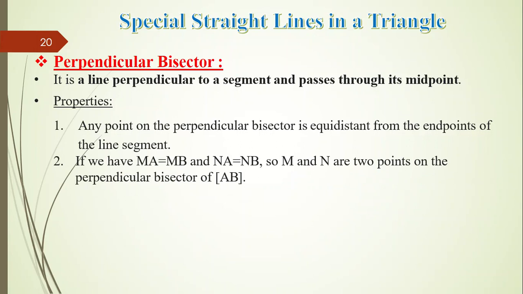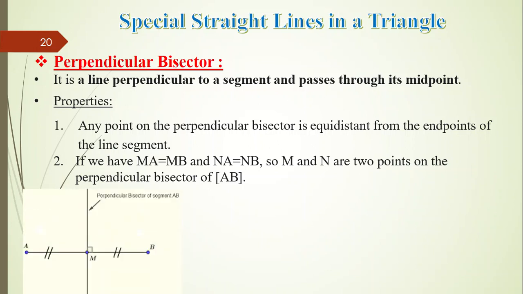It means that it's equal distance from the endpoints of the line segment. The second property is if we have MA equals MB and NA equals NB, so M and N are 2 points on the perpendicular bisector of AB.